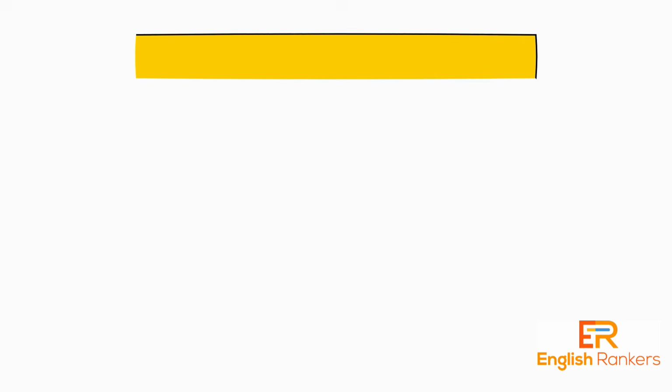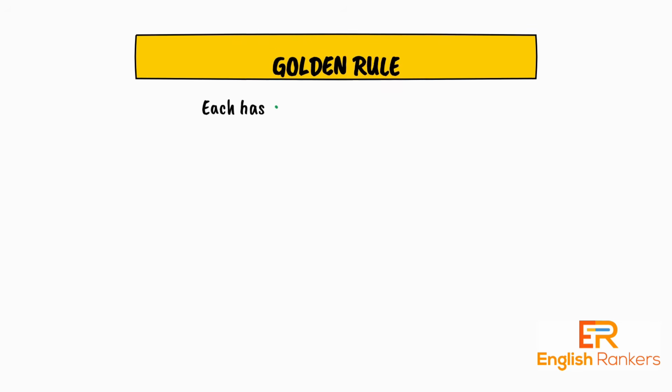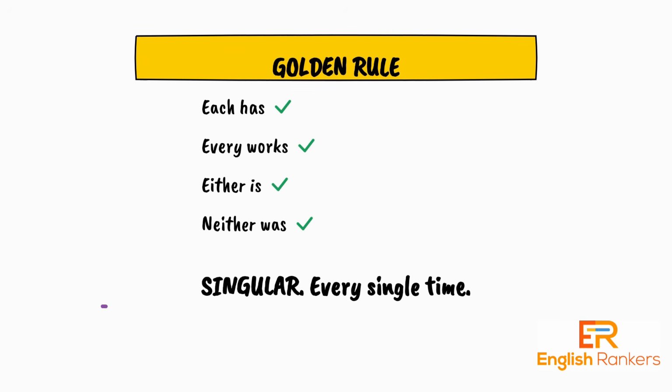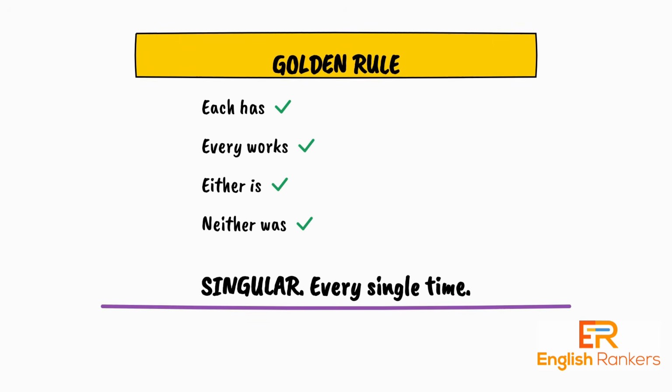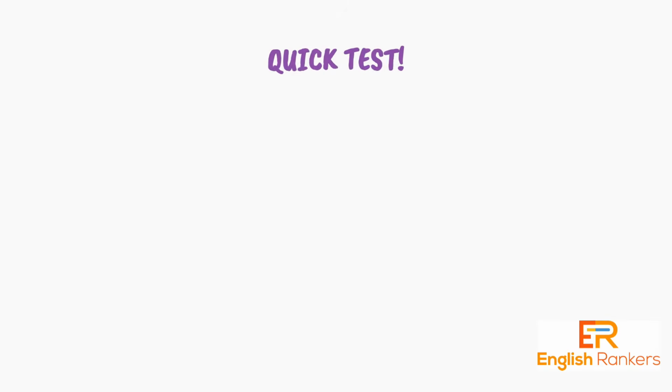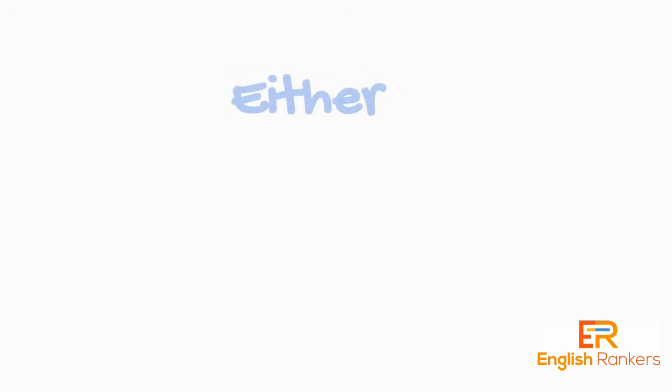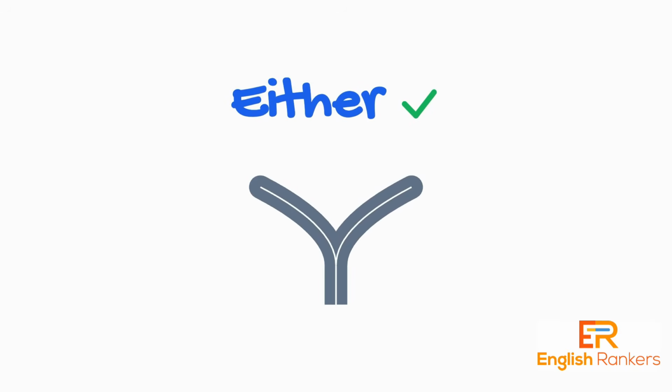And the golden rule that applies to all four: always use a singular verb. Each has, every works. Either is. Neither was, singular, every single time. Let us test you with two quick questions. Number 1. Blank of the two roads leads to the city center. Which distributive pronoun fits? If you said either, you are right, because we are talking about two roads and either one leads there.